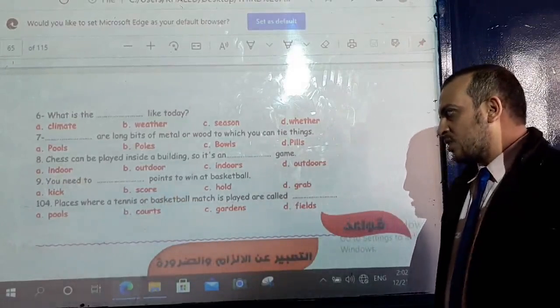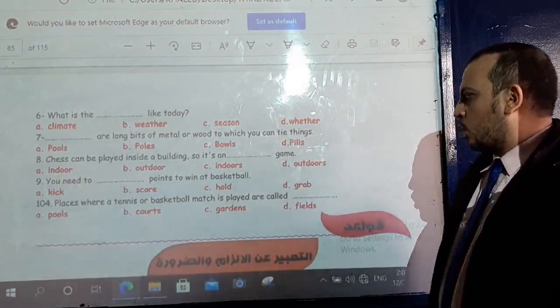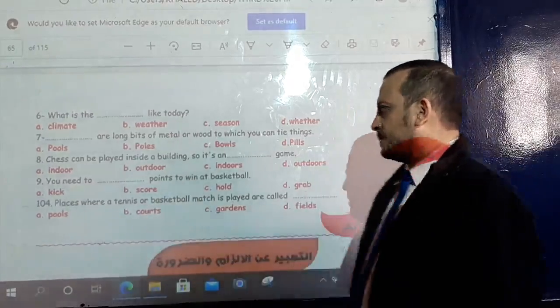Places where a tennis or basketball match is played are called what? Courts.